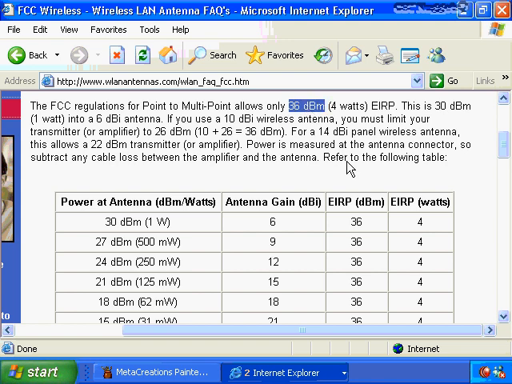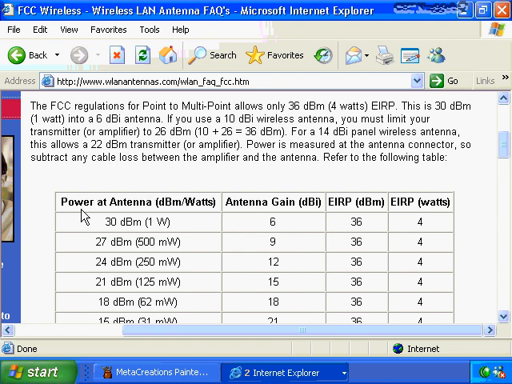And the table below shows us various combinations of power at the antenna, which is the intentional radiator. Again, that's the wireless device, including the cables and connectors, everything up to the antenna. And then the gain of the antenna, and then giving us the total amount of power that is being radiated from the antenna, which is the equivalent isotropically radiated power, or EIRP. So again, to be within FCC guidelines for wireless LAN, the total amount of power at the EIRP, or that's being radiated from the antenna, cannot exceed 4 watts.